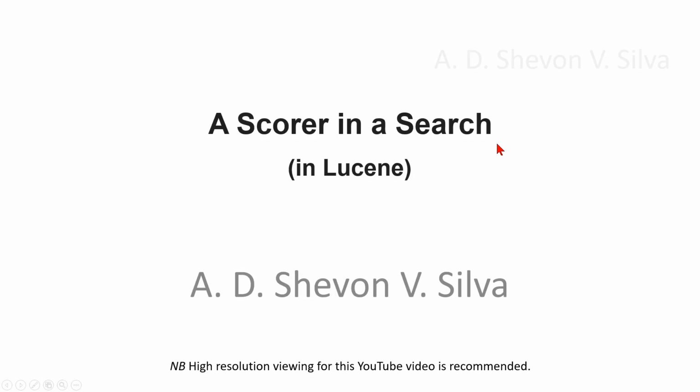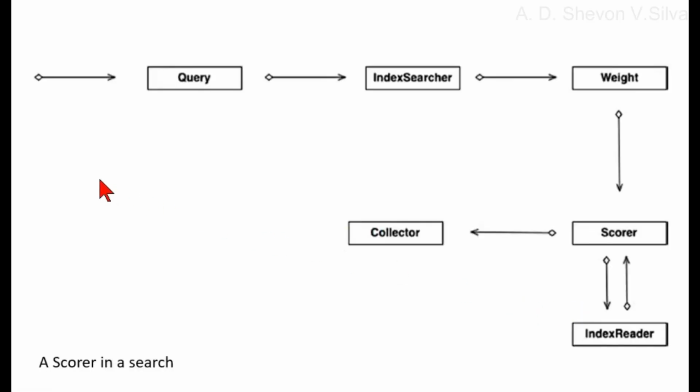A scorer in a search in Lucene. Here you can see a scorer in a search. Scorer is a core of the search process in Lucene. Scorer is responsible for identifying matches and scoring hits from a set of documents present. Scorer is a special class.